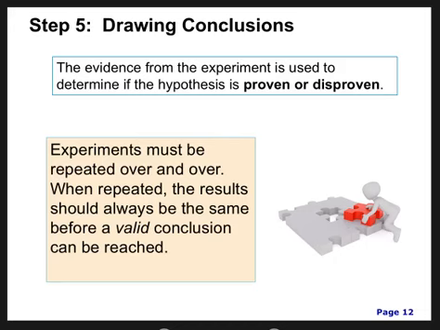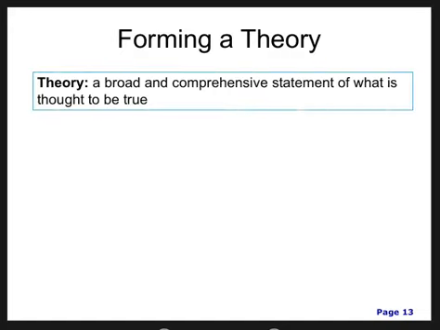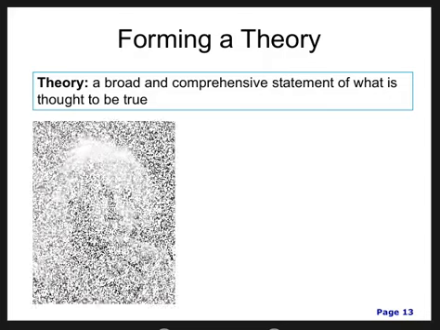This is very important. We need our experiments to be well documented so that other scientists can repeat them. We don't consider them valid until multiple different individuals in different settings can repeat and get the same data. And once we have a hypothesis that is repeatedly supported by the same experiment and the same data is acquired, we can talk about forming a theory. And a theory is a really broad, comprehensive statement of what we believe to be true. Okay.